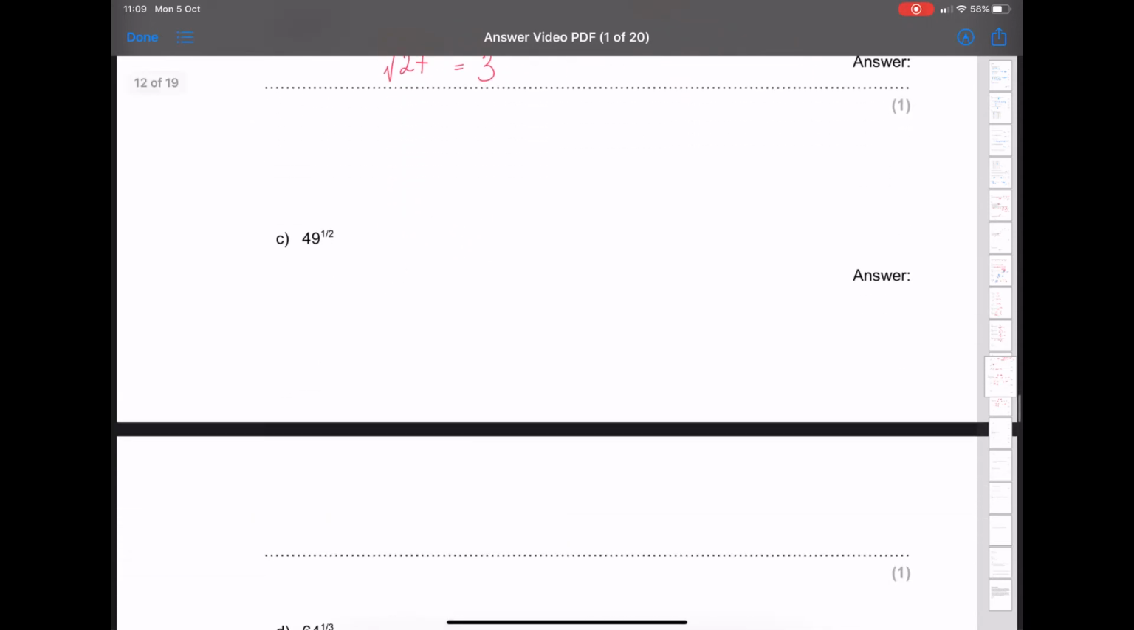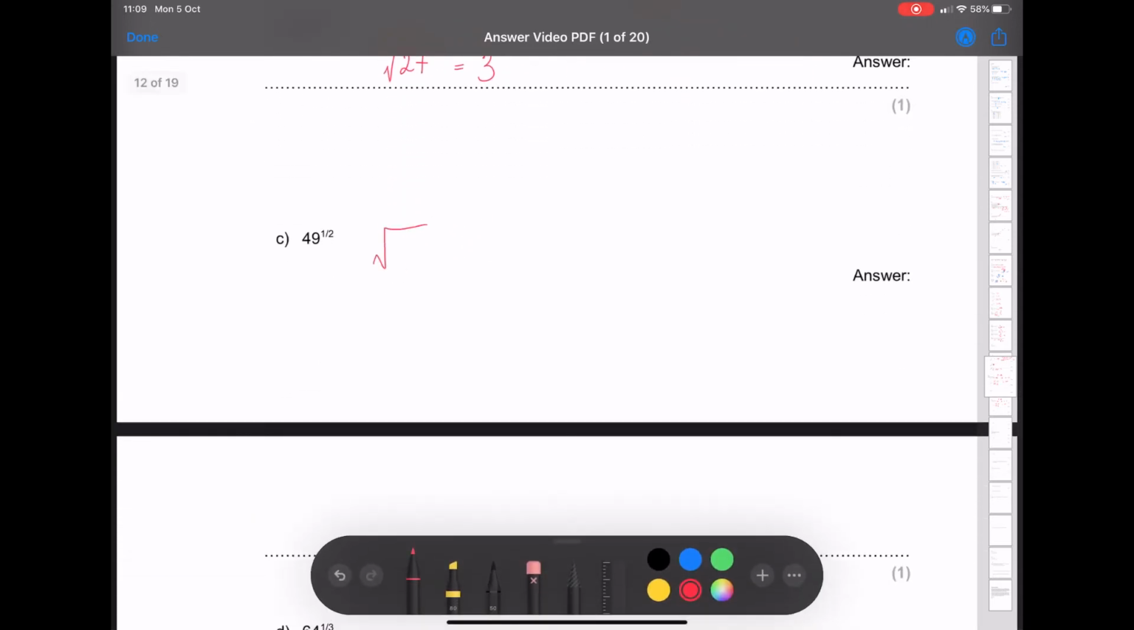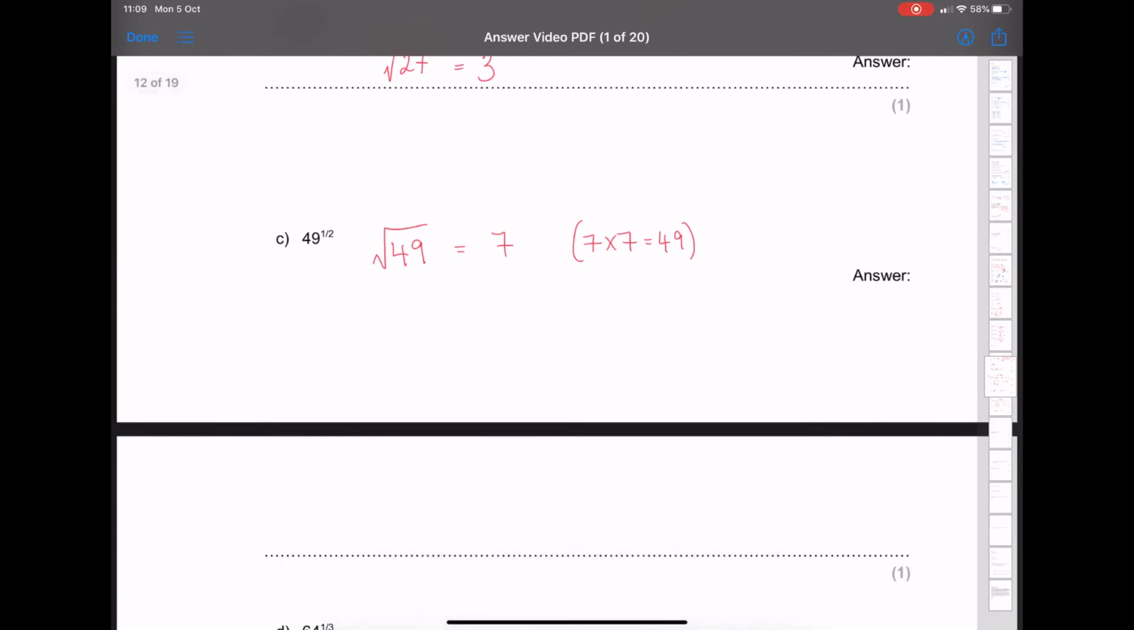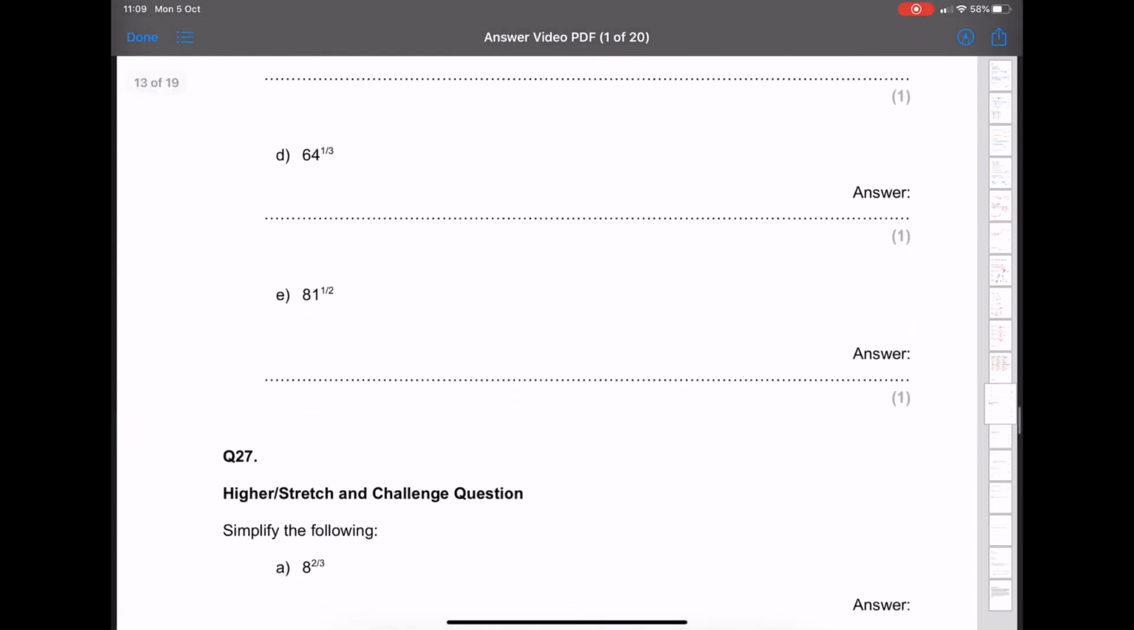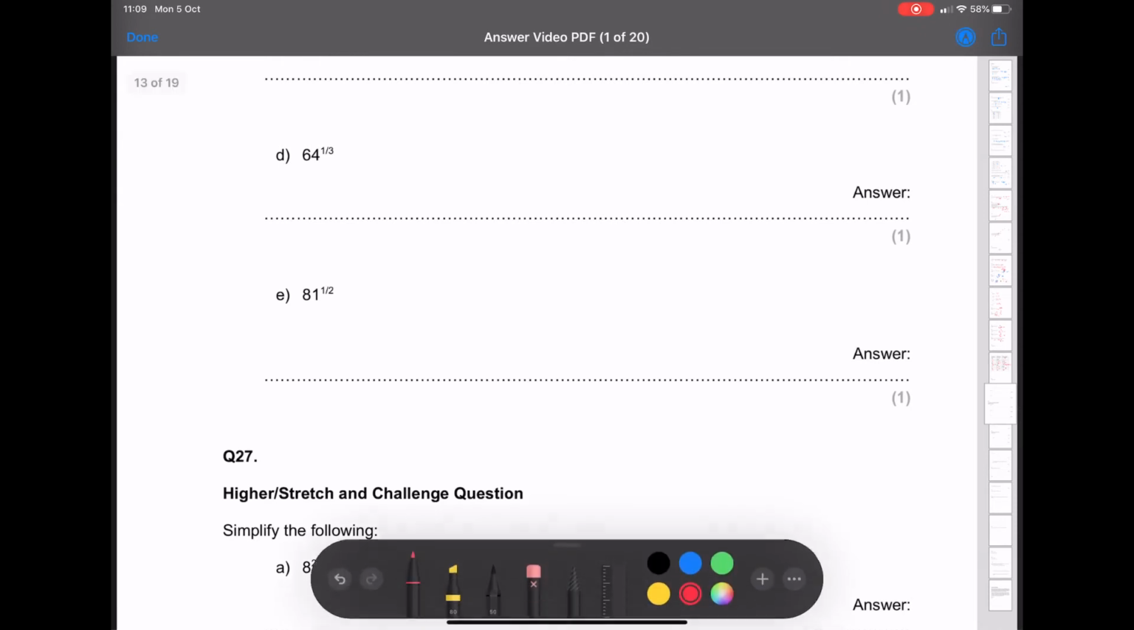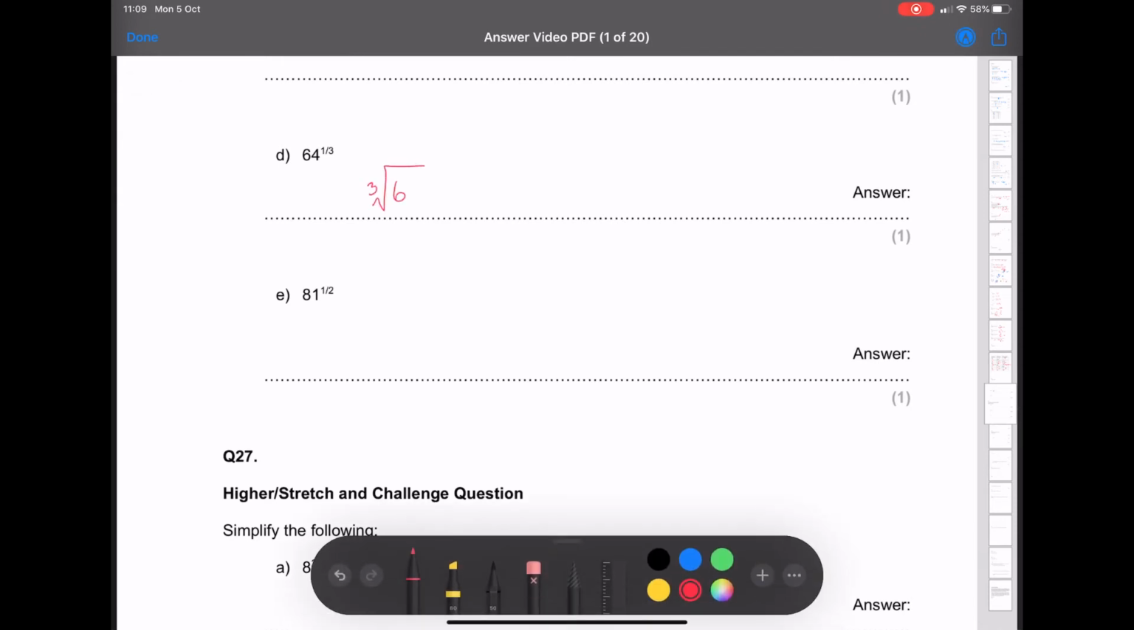Then this one here, 49 to the power of a half. Again, that's just the square root of 49, which is 7, because 7 times 7 is 49. 64 to the power of a third, again, is the cube root of 64, and the answer is 4, because 4 times 4 times 4 equals 64. And then the last one, to the power of a half, means it's just the square root of 81, which is 9. You should know all your square numbers anyway. If you don't, learn them.